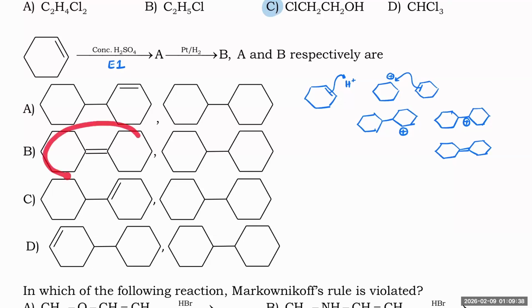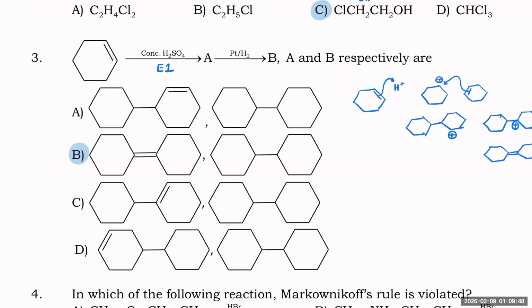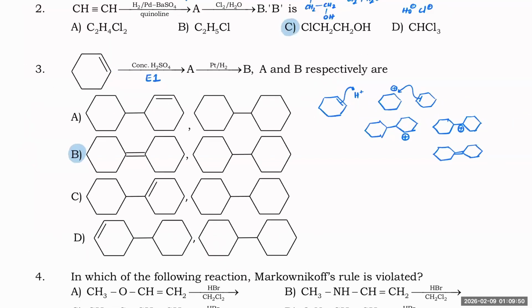Now, this is what you will get. And thereafter, H2 by Pt will reduce that into hydrogen and hydrogen. So therefore, B is the more appropriate answer here. Okay.